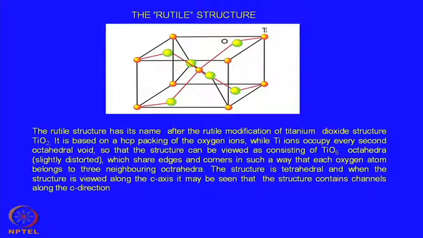So, there are 6 oxygen surrounding a titanium ion. That is a preferred coordination number for titanium, particularly titanium 4 plus, and the octahedra is slightly distorted. It is again not a very regular, symmetric octahedra; it is distorted, and the octahedra share edges and corners in such a way that each oxygen atom belongs to 3 neighboring octahedra.